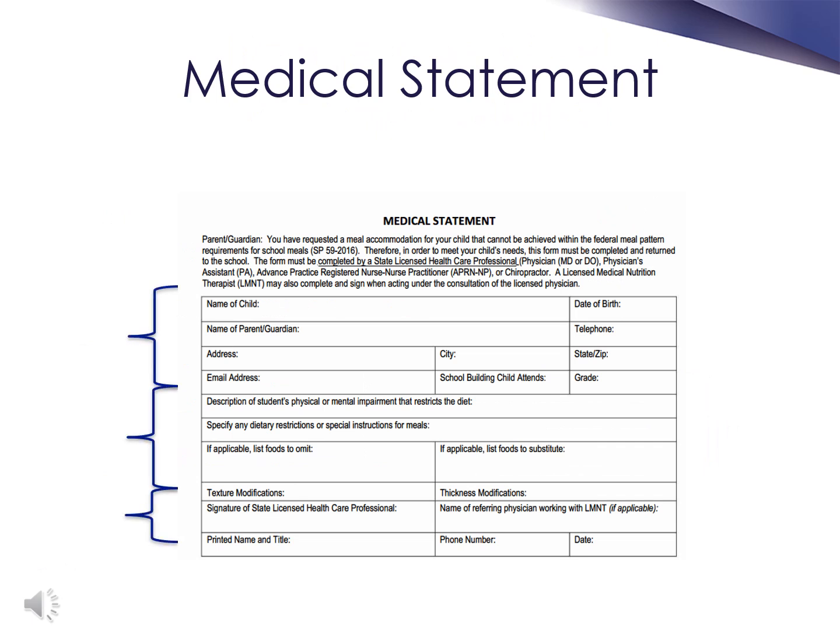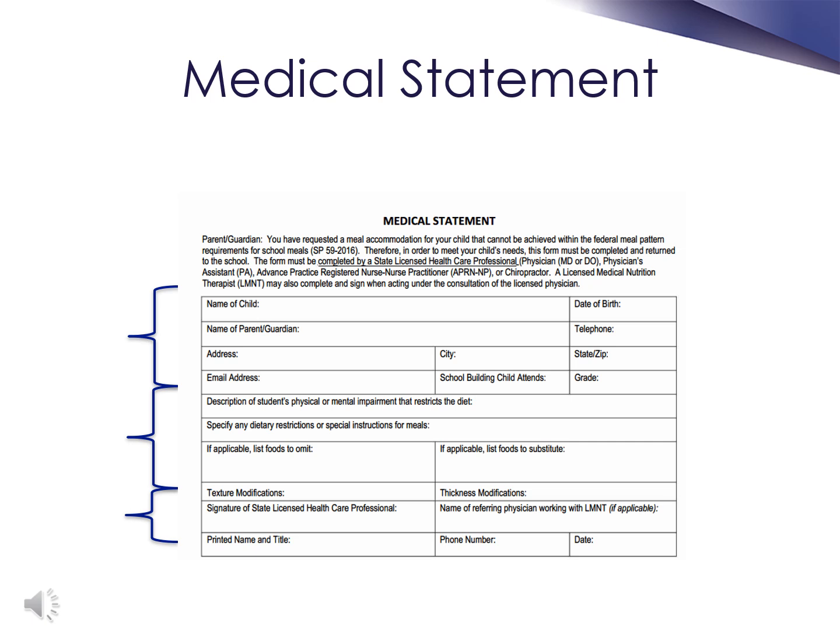The second form is the medical statement form. This is to be used if meal accommodations cannot be made within the program meal pattern. An example of this might be a student's family requesting a gluten-free diet due to celiac disease. Gluten-free products are not always whole grain rich, and because of this, these meals would not fall within meal pattern, thus requiring a medical statement.